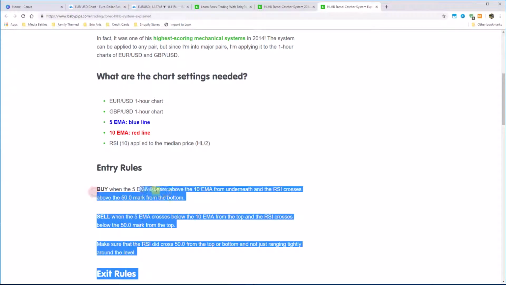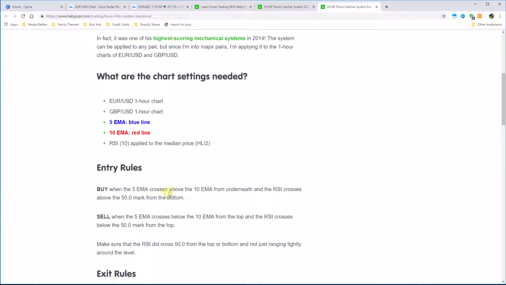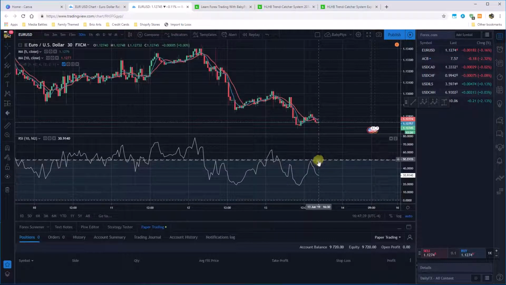And basically, you buy when the 5 EMA crosses above the 10 from underneath, and the RSI crosses above the 50 mark. So all you're doing is using the RSI as a basis or a standpoint, essentially.